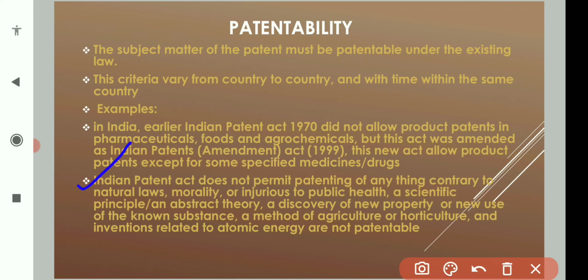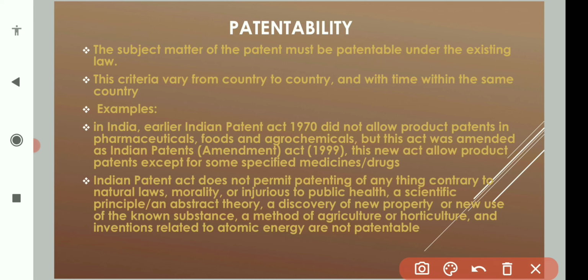The Indian Patent Act does not permit patenting of anything contrary to natural laws, morality, or injurious to public health. A scientific principle, an abstract theory: you cannot take a patent on scientific principles, because these are general, and all the scientific community, all the scientists, can use those scientific principles. So patents are not granted for those principles.